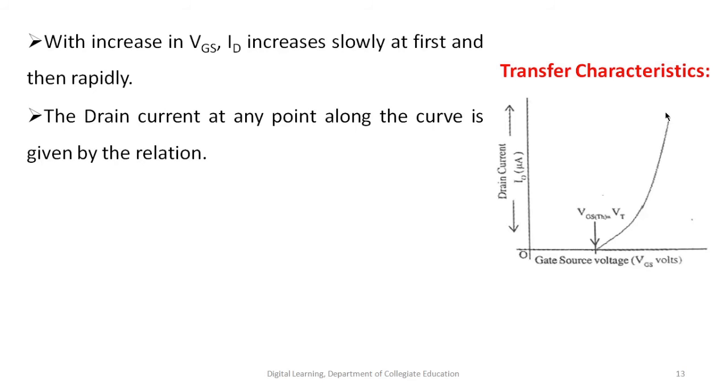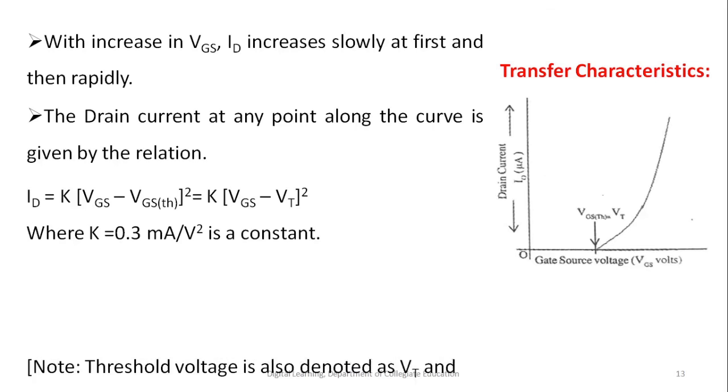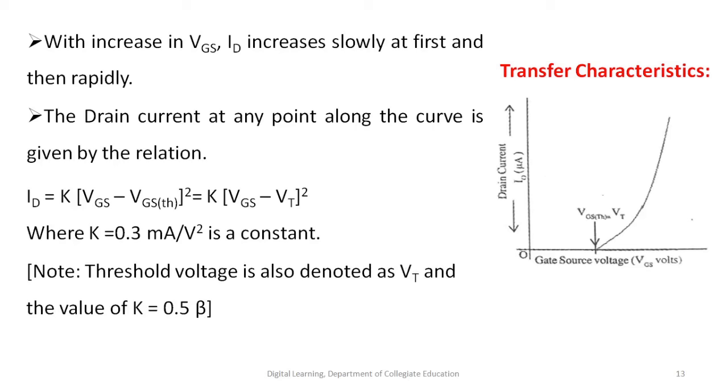The drain current at any point along the curve is given by the relation. So drain current ID will be equal to K into gate to source voltage minus threshold gate to source voltage whole square, which is equal to K into VGS minus VT whole square, where K is 0.3 milliamps per volt square. It is a constant. So here the threshold voltage is also noted as Vt and the value of K is 0.5 beta.